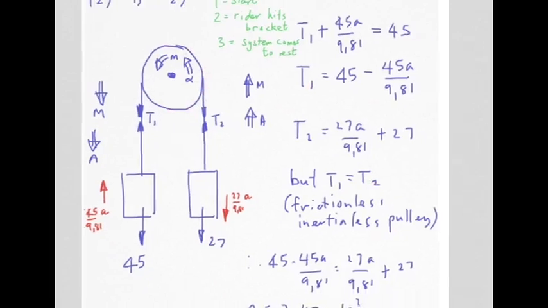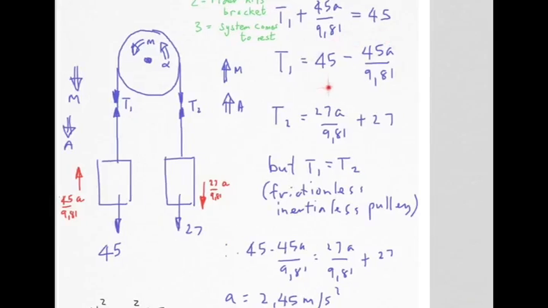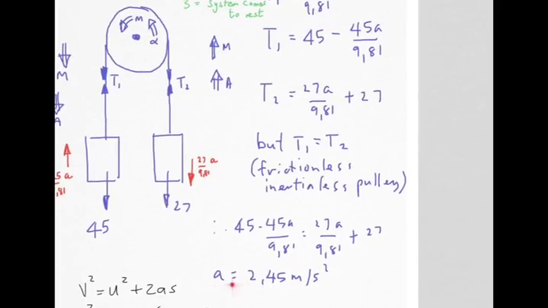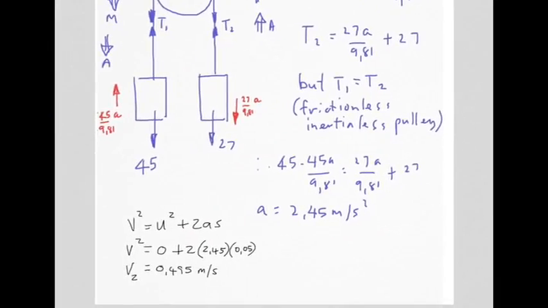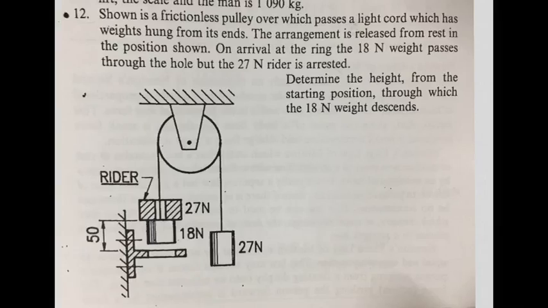So you can put those two as equal to each other. That equals that, because of the fact that T1 equals T2, and you can find that acceleration is going to occur at the rate of 2.45 meters per second squared. Okay, how far are you going to travel? Well, you're going to travel 50 millimeters from 1 to 2, and then some distance beyond.